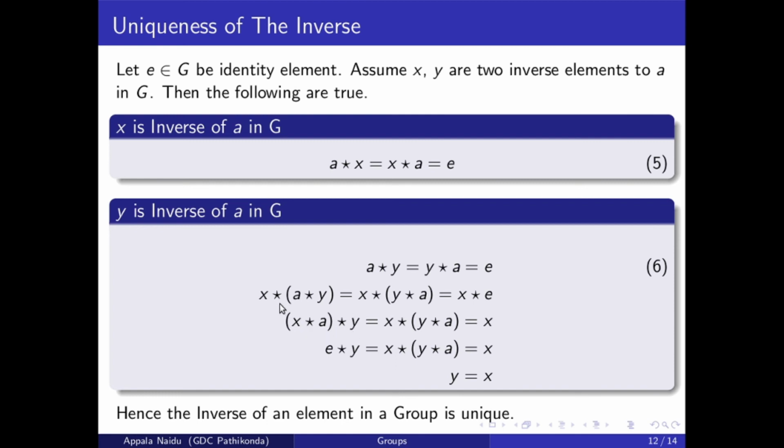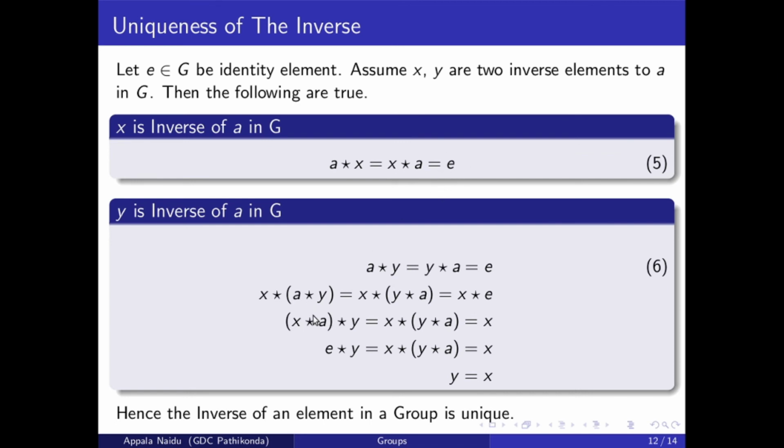Since G is a group, it satisfies the associative law with star. So therefore, x star a star y is equal to x star a star y, we will not change the center one. Since e is the identity element in the group, x star e equals x. Now from equation 5, we have x star a is equal to identity.